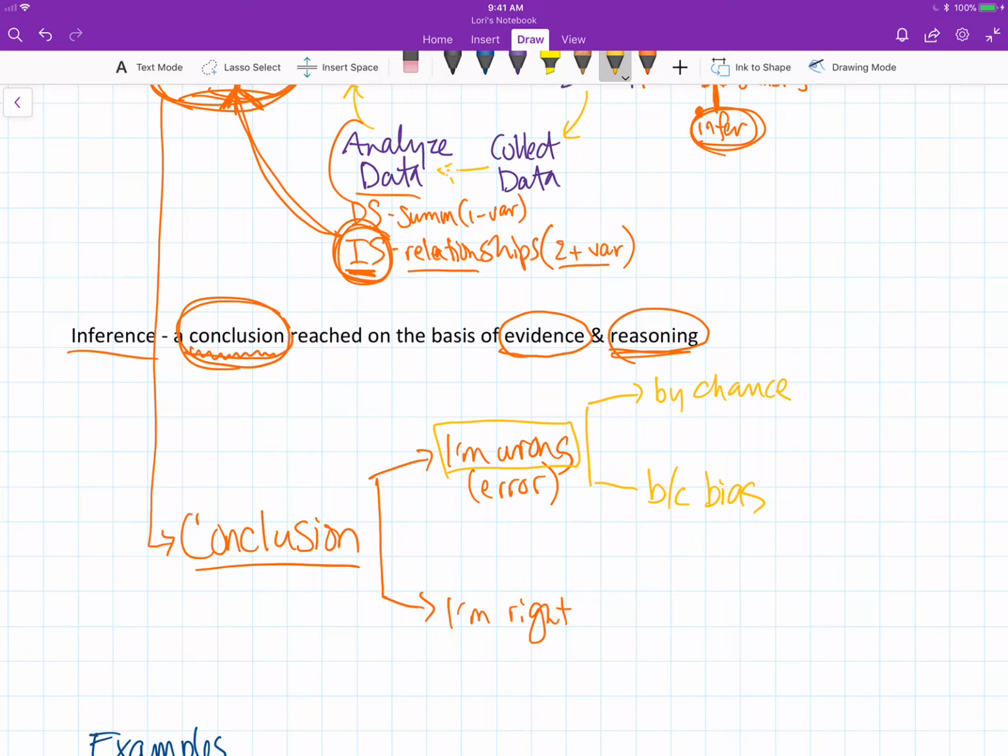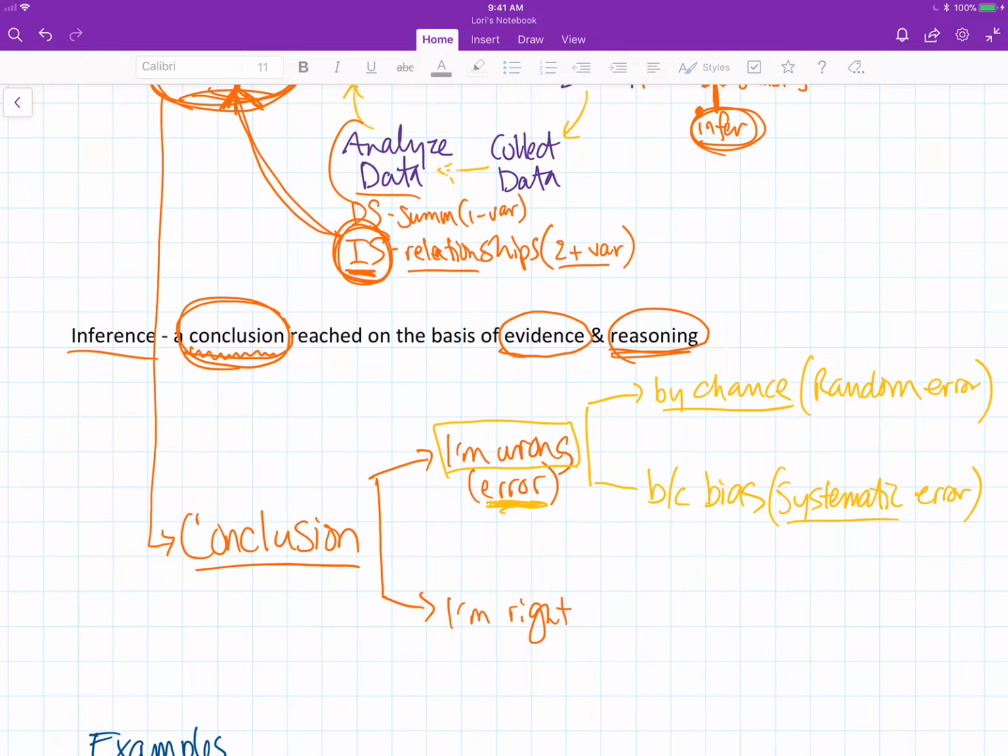And this being wrong by chance is called random. And here's this word, error. I was wrong, random error. If it's because of bias, then that is called systematic error. And we're going to definitely be talking about bias and systematic errors as we go through more of the class, and specifically with each of the different kinds of study design.